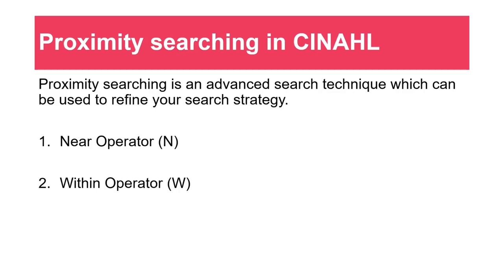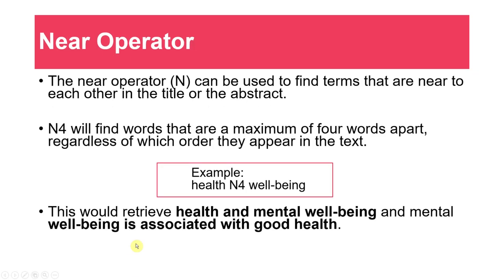There are two ways of using proximity searching. The first is the near operator and the second is the within operator. The near operator, N, can be used to find terms that are near to each other in the title or the abstract of a journal article. If you enter N4, you will find words that are a maximum of 4 words apart, regardless of which order they appear in the text.